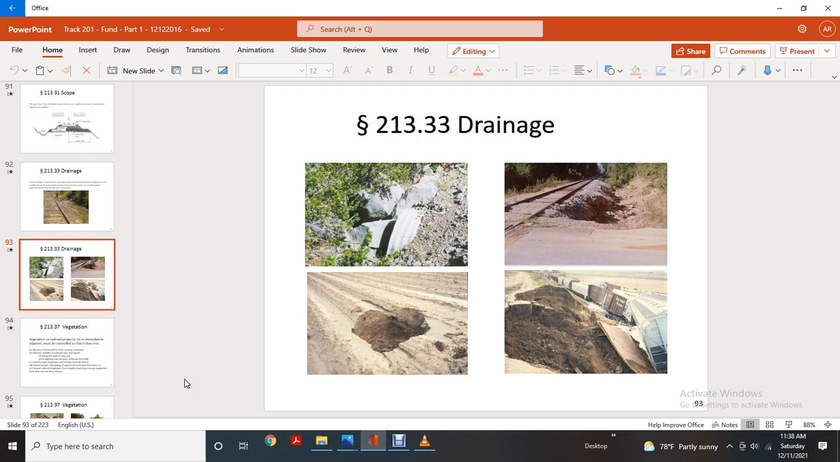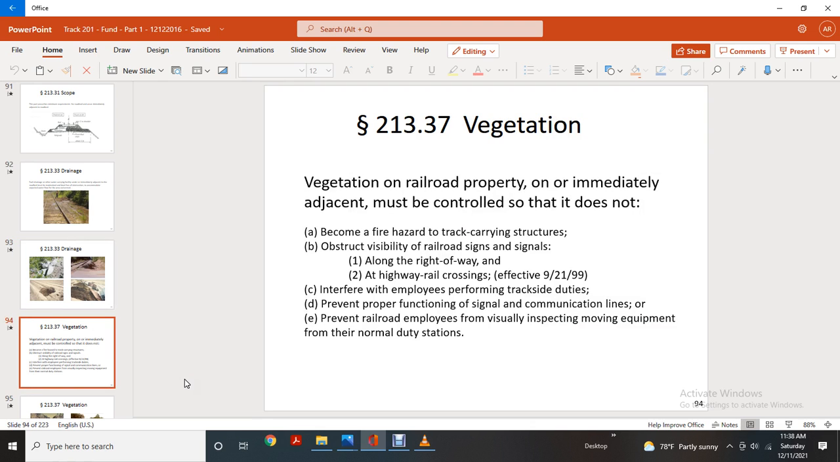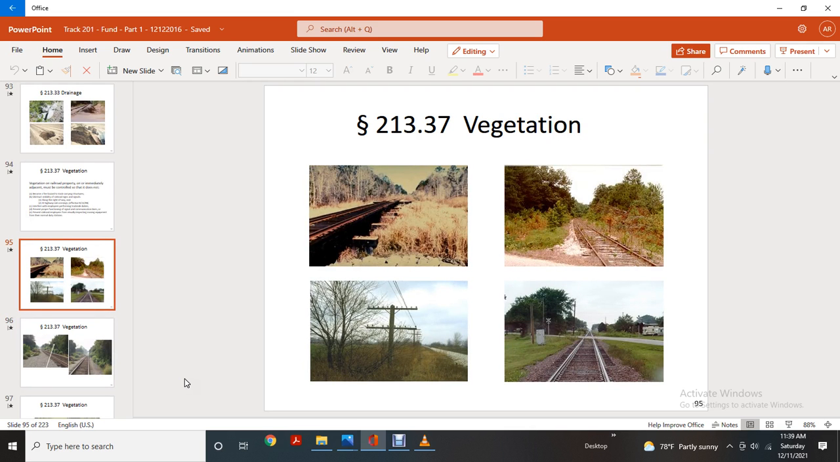Show the drainage, vegetation. Vegetation on railroad property immediately adjacent to the track must be controlled, but it does not apply when it becomes a fire hazard to the track-carrying structure, obstructs visibility of railroad signs and signals along the right of way and at highway crossings, interferes with employees performing track duties, or prevents proper function of signal and communication lines, or prevents railroad employees' visual inspection of moving equipment from their normal duty stations. Vegetation.